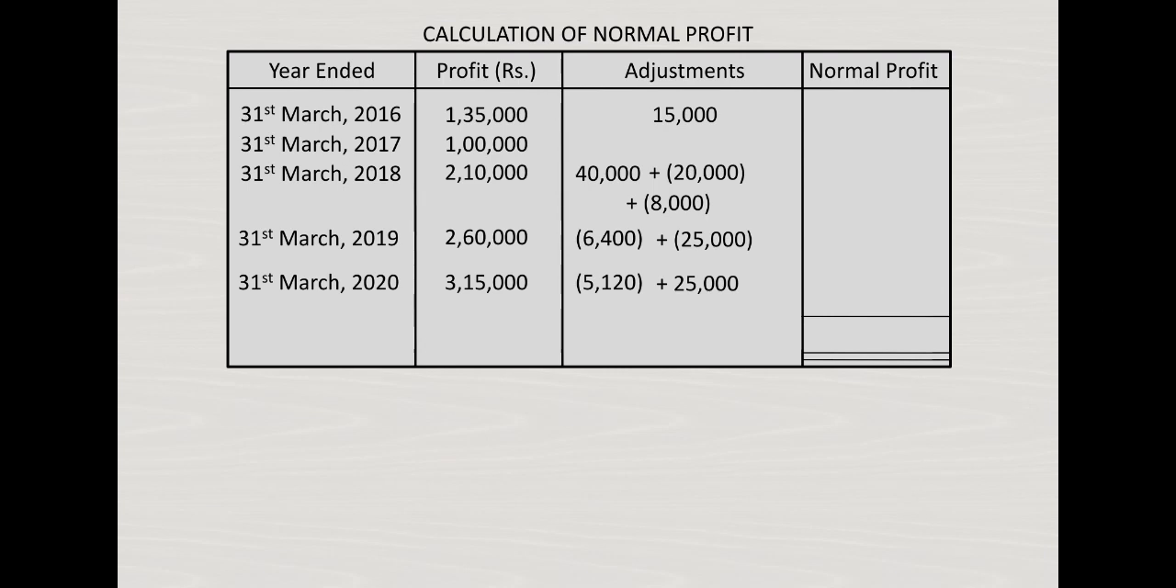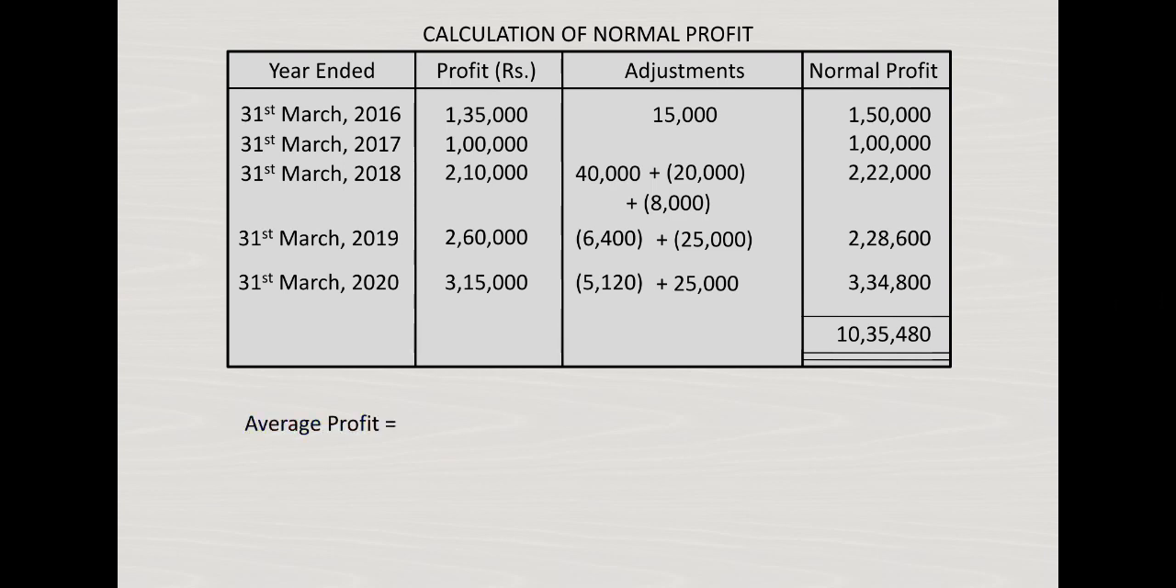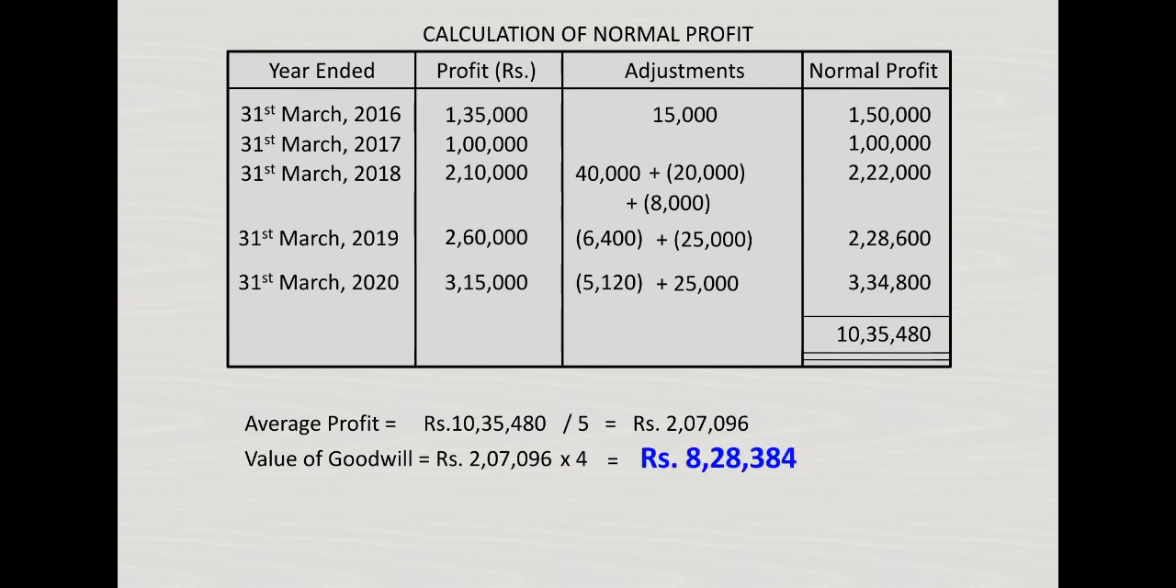Then we will calculate our normal profit by adding profits and adjustments. Then add all the amounts to find out total normal profit. Then we will find average profit by dividing normal profit by number of years. So we will get our average profit as rupees 2,07,096. Then we will multiply this by number of years purchase to get our goodwill, which comes out to be 8,28,384.